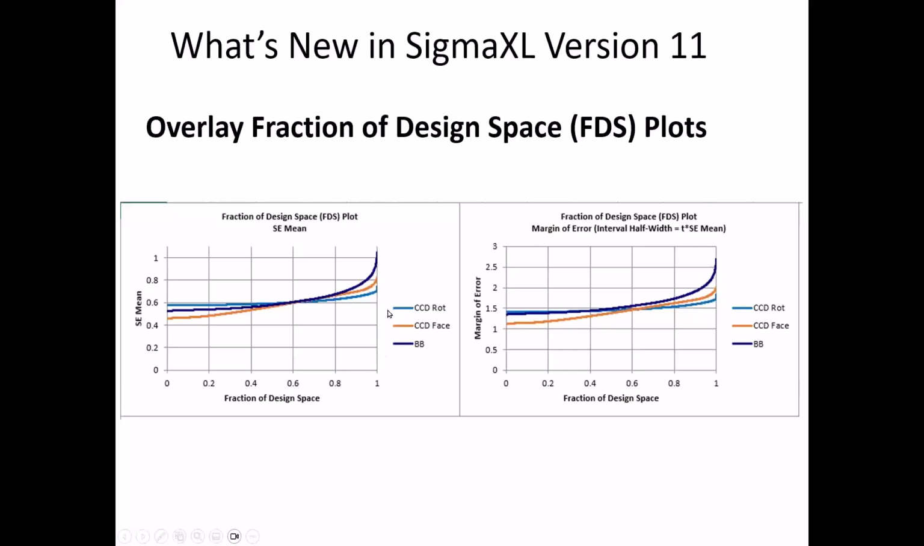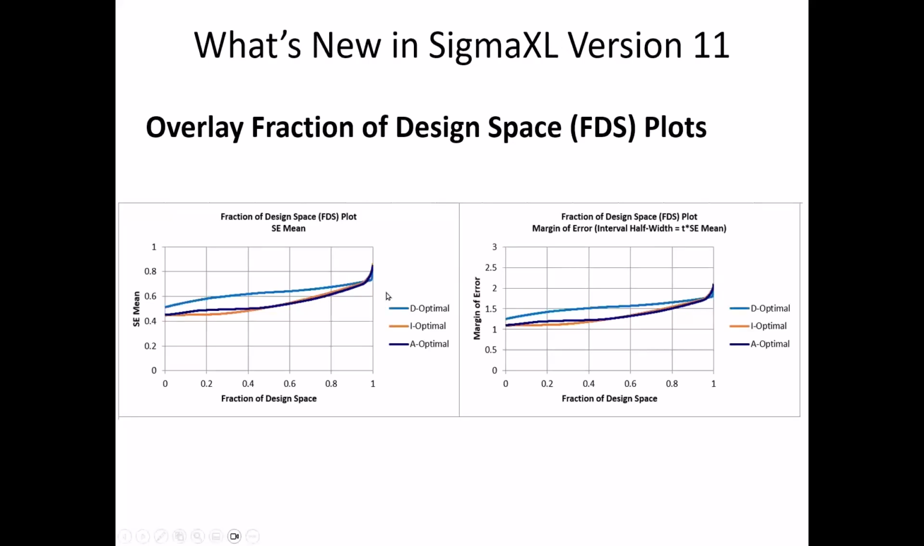So we simulate 100,000 designs, and basically it's the percentile. And then on the y-axis is the standard error of your mean or your margin of error. So it allows you to compare the predictive quality of the designs. This is a very helpful tool to allow you to make decisions like how many replicates should I use in my response surface and what type of response surface design should I use.